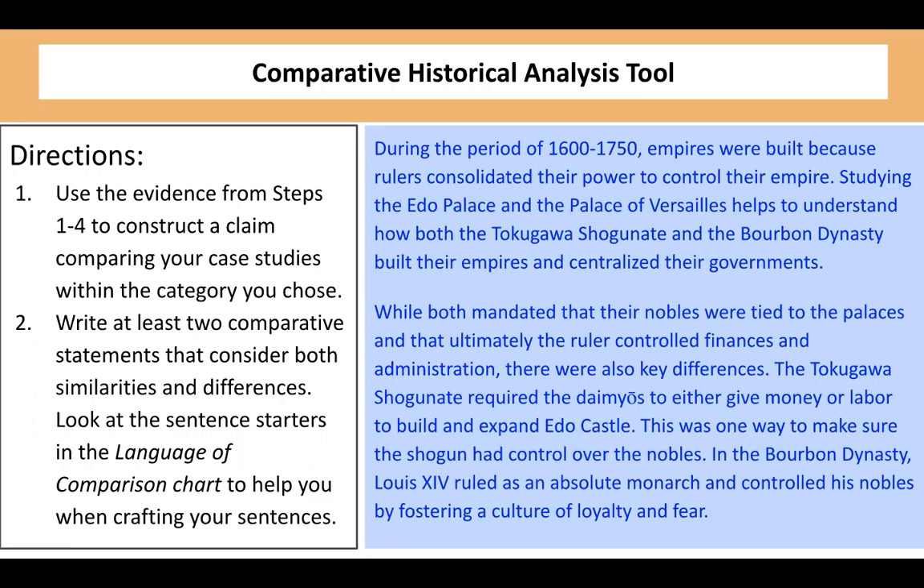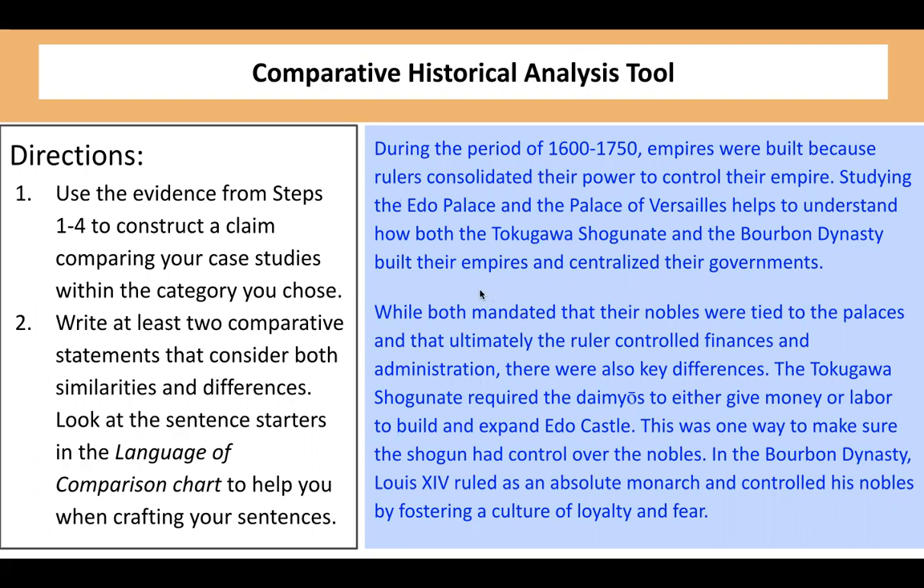Studying the Edo Palace and the Palace of Versailles helps to understand how both the Tokugawa Shogunate and the Bourbon Dynasty built their empires and centralized their governments. And here I let the reader know exactly what I'm going to be talking about, centralizing governments. And then this next paragraph comes from our evidence and our groupings as well.